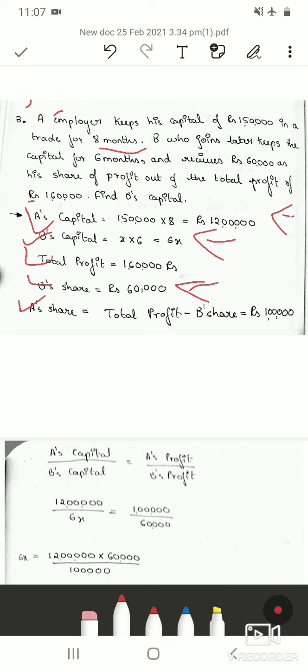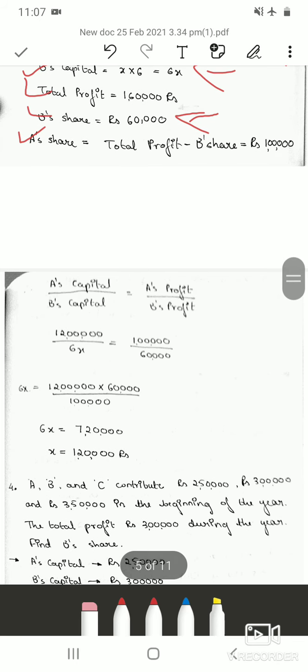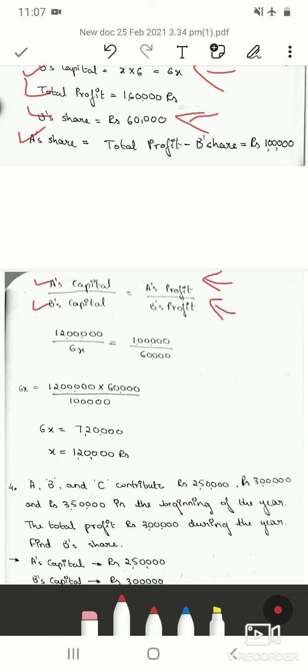Therefore we got A's share in the total profit, and we have B's share in the profit. We have total profit, we have the capital of A, and we have to find the capital of B. So now we can use the note that we had seen, which says A's capital by B's capital is equal to A's profit by B's profit. So we can easily find out B's capital.